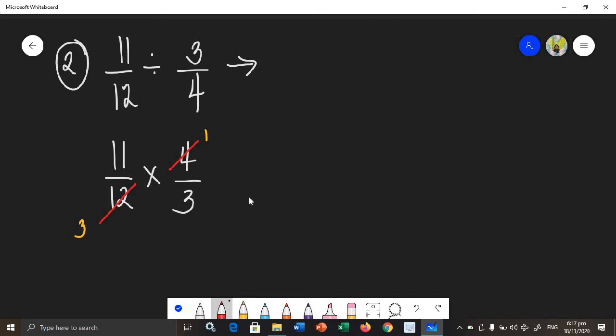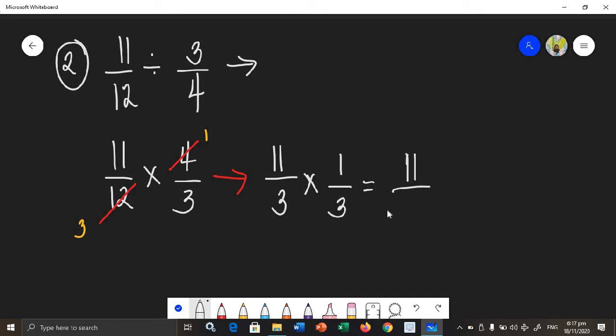And then there's no more. So I'm going to rewrite the remaining numbers. So 11 over 3 times 1 over 3. And then multiply the numerators and denominators. So 11 times 1, that is 11, over 3 times 3, that is 9. So therefore, the answer is 11 over 9.